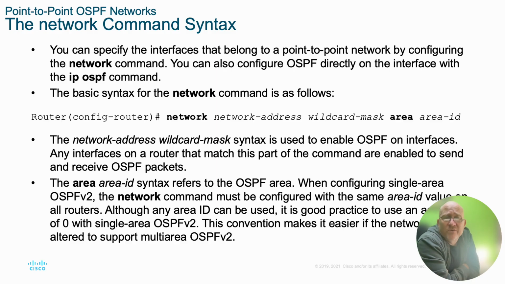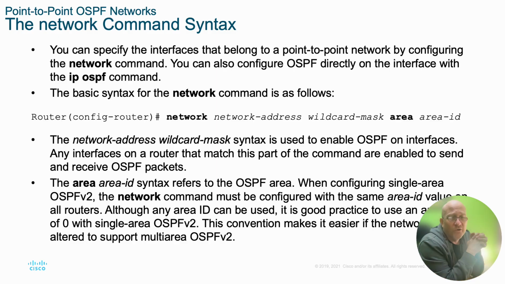But obviously we could also say it could be on a specific interface. So it could be network 192.168.0.1, wildcard mask of 0.0.0.0, which means must match, area 0. And this is quite useful.